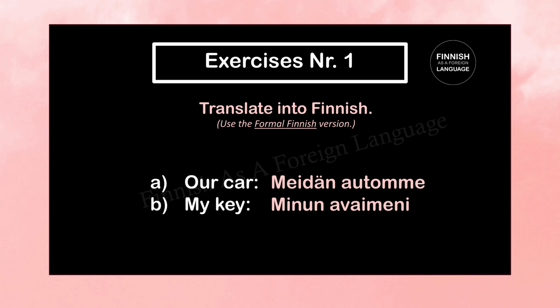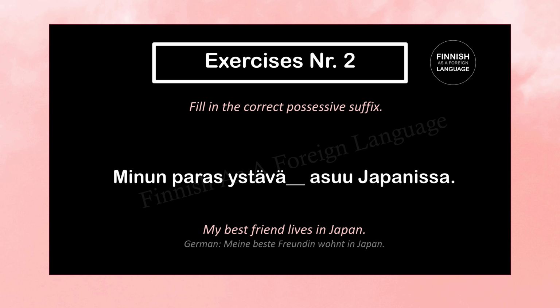Alright, next one. Fill in the correct possessive suffix that matches the pronoun given in the sentence. We wanna say, my best friend lives in Japan. Minun paras ystävä asuu Japanissa. Which suffix do we need here? That's right, it's ni. Minun paras ystäväni asuu Japanissa. My best friend lives in Japan.